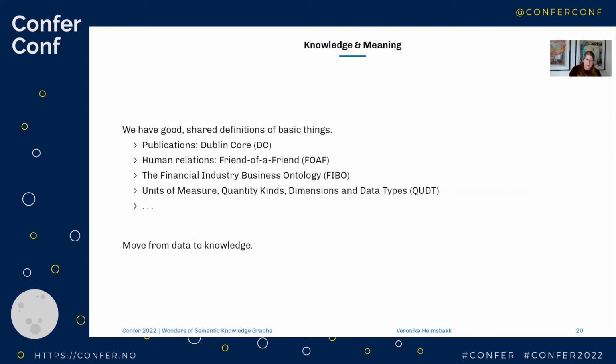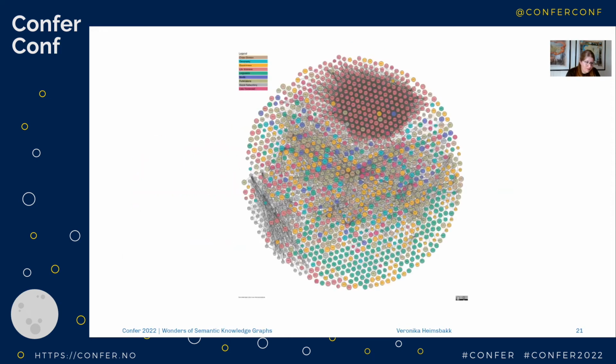We have units of measure, quantity, kinds, dimension, and data types, QUDT, which is one of my favorites, describing all kinds of units you can think of. Like, for example, the astronomical units that I showed in the graph for planets come from this vocabulary, and its definition of astronomical unit is found there. So move from data to knowledge. And there are many more open data sources you could use to expand, enrich, and describe your data with.